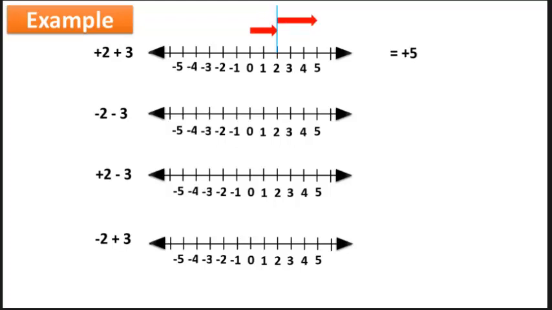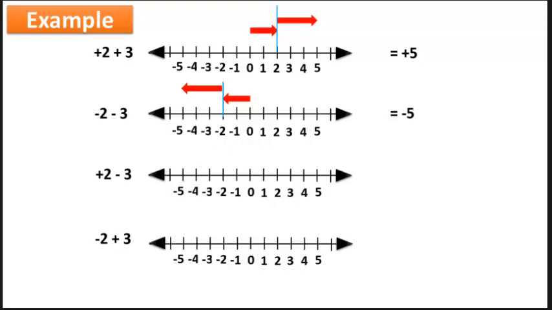For the second example, we have the problem minus 2 minus 3. We're starting with a negative 2 and we're making it more negative by subtracting 3 from it to get the answer of negative 5. And because of that, you know that your answer will always be negative since we stay on the negative side of the number line. So as you can see, it's just the opposite of the first type.